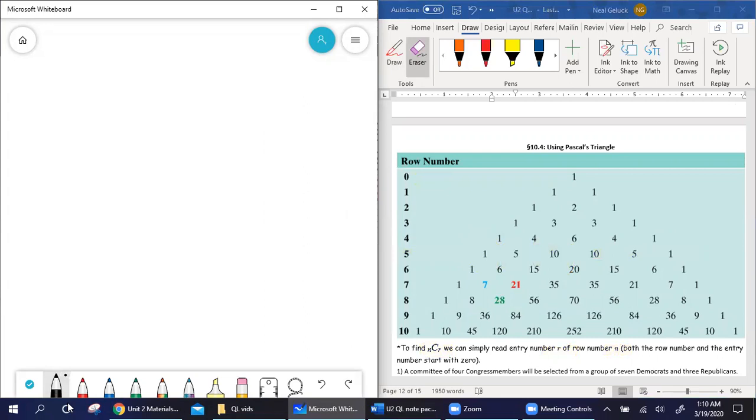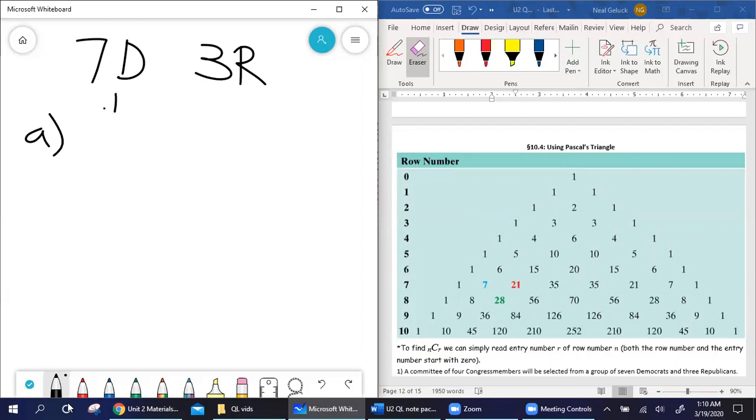So for number 1, A through D, we have a committee of 4 that we're going to make. And we have 7 Democrats, and we have 3 Republicans that we can choose from for this committee of 4. So part A says we're going to pick exactly 1 Democrat.